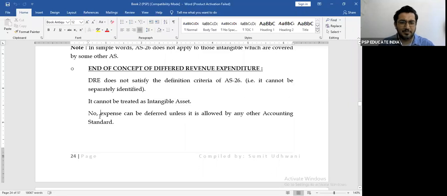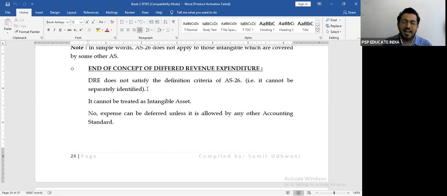Look at the last statement. No expenditure can be deferred unless it is allowed by any other accounting standard. So if some other accounting standard allows it, okay, no problem. If no other accounting standard is allowing it, then you cannot have a deferred revenue expenditure concept.